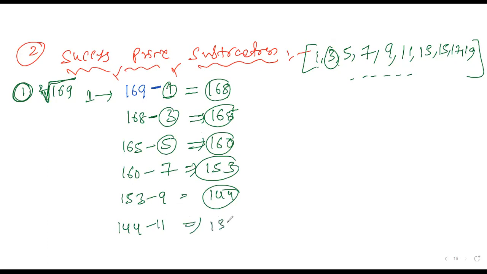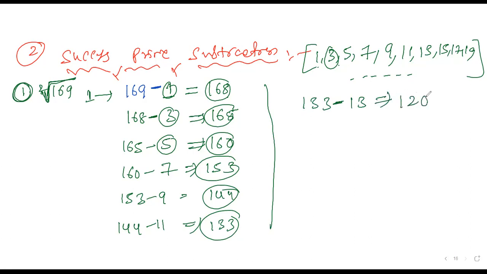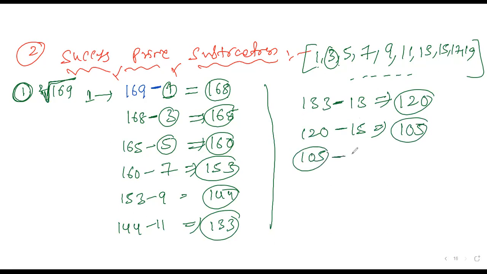133. Good. Next, 133, you need to subtract 13. What is the answer? 120. Good. Take this 120 and subtract 15. What is the answer? 105. Then take 105 and subtract 17. What is the answer? 88. 105 minus 17 is 88. Next, 88, subtract 19.